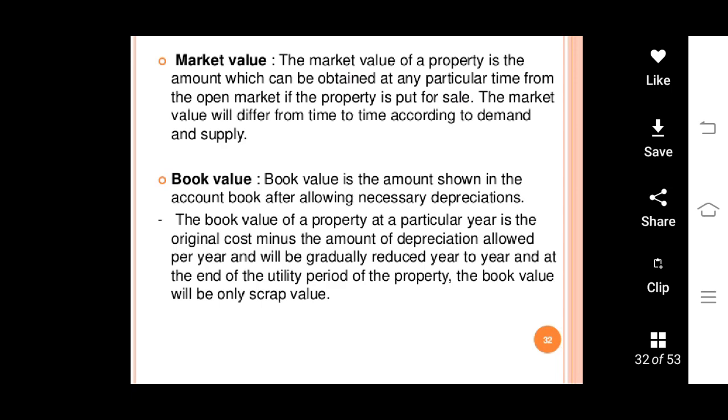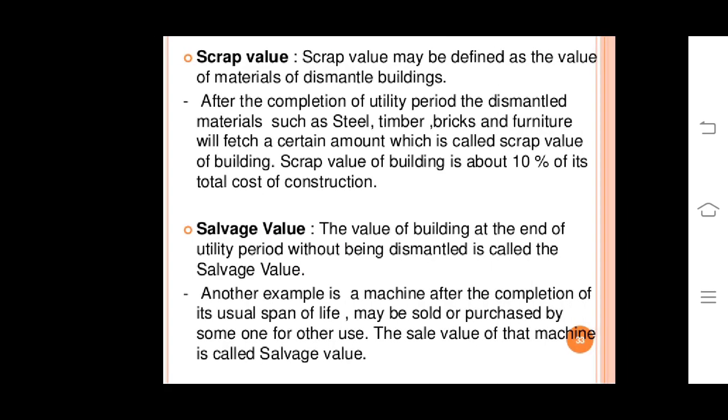The next type of value is book value. Book value is the amount shown in the account book after allowing necessary depreciation. The book value of property in a particular year is the original cost minus the amount of depreciation allowed per year, and will be gradually reduced year to year. At the end of the utility period of the property, the book value will be only the scrap value.